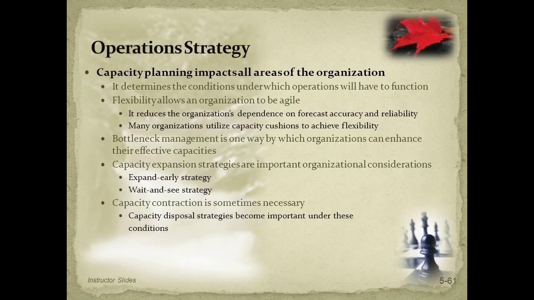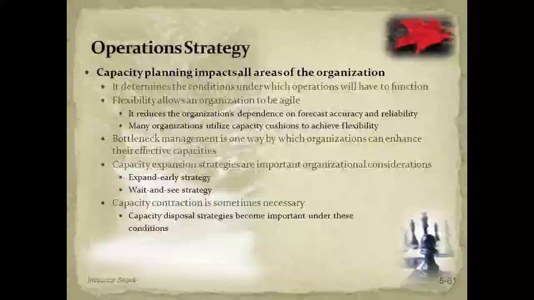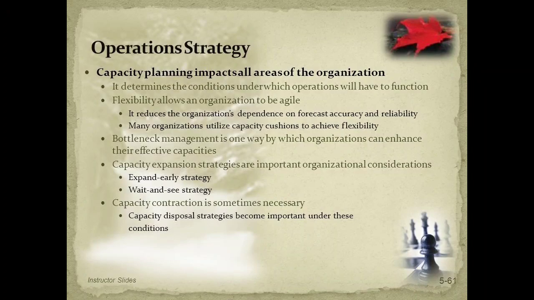Operational strategy. Here is the last slide of my report. Capacity planning impacts all areas of the organization. It determines the conditions under which operations will function. Flexibility allows an organization to be agile. It reduces the organization's dependence on forecast accuracy and reliability. Many organizations utilize capacity cushions to achieve flexibility. Bottleneck management is one way by which organizations can enhance their effective capacities.